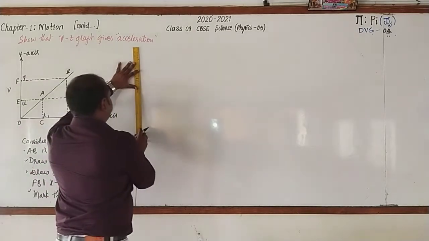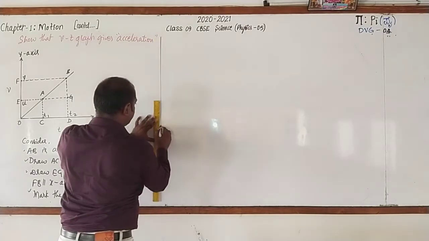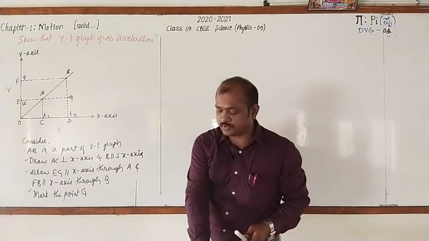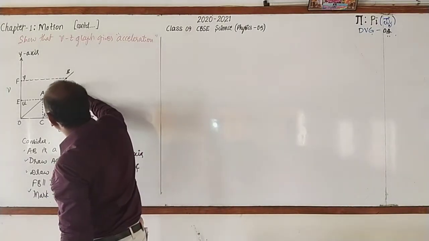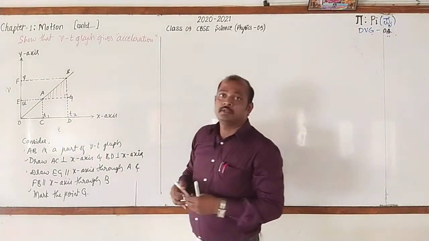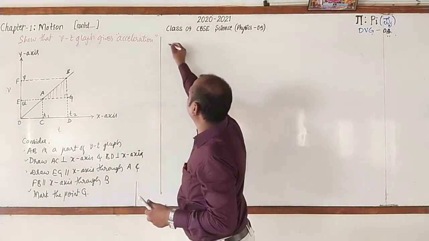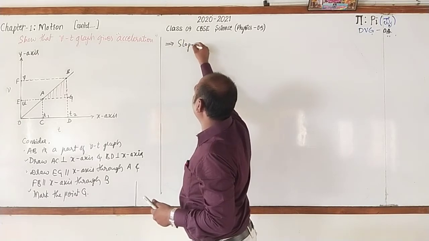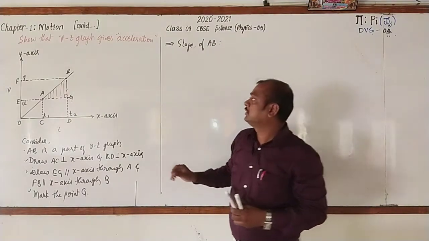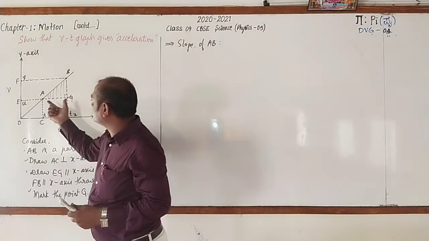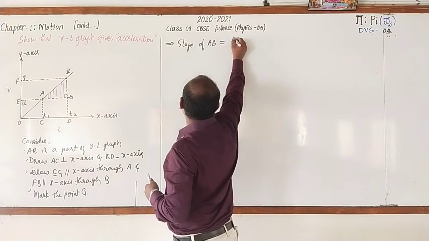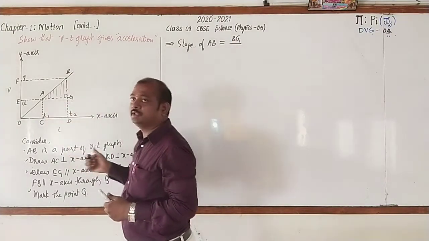Now, observe. Here also I go for taking a triangle. What is the triangle? It is AGB. Again, what type of triangle? Right triangle. Then let us go for taking the slope of AB. Just as I told you, slope means the ratio of vertical distance to the horizontal distance. Vertical distance is BG and horizontal distance is AG.